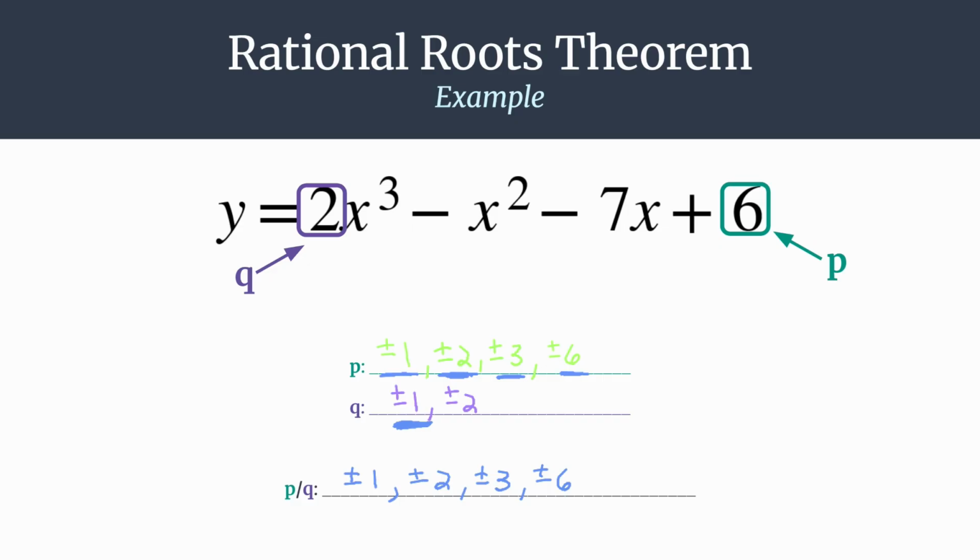Now we're going to go through again, but this time we'll use plus or minus 2 as our q. Starting with our first p, we have plus or minus 1 over 2. Then we have 2 over 2, which reduces to plus or minus 1. We already have that here, so we don't need to write it again. Then we have plus or minus 3 over plus or minus 2, so that's plus or minus 3 over 2. And lastly, we have 6 over 2, which is of course 3. We already have that. So this is our complete list of all the possible rational roots for our given polynomial.